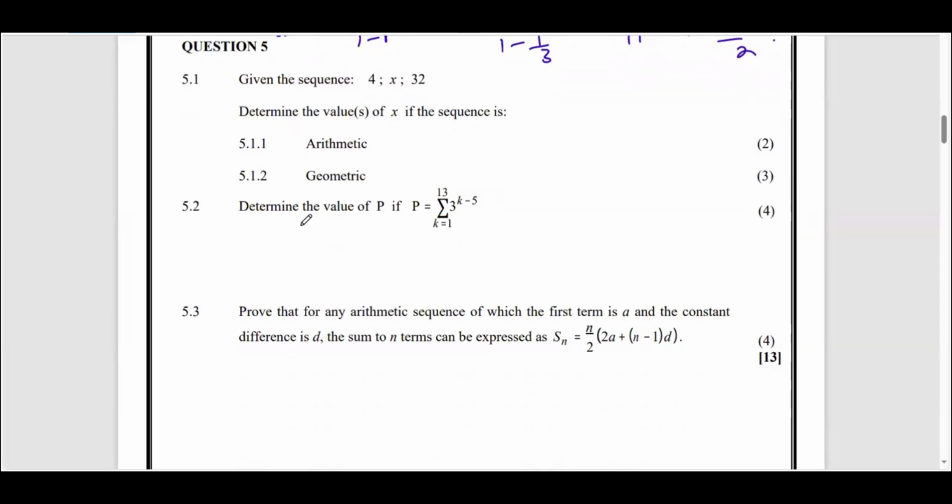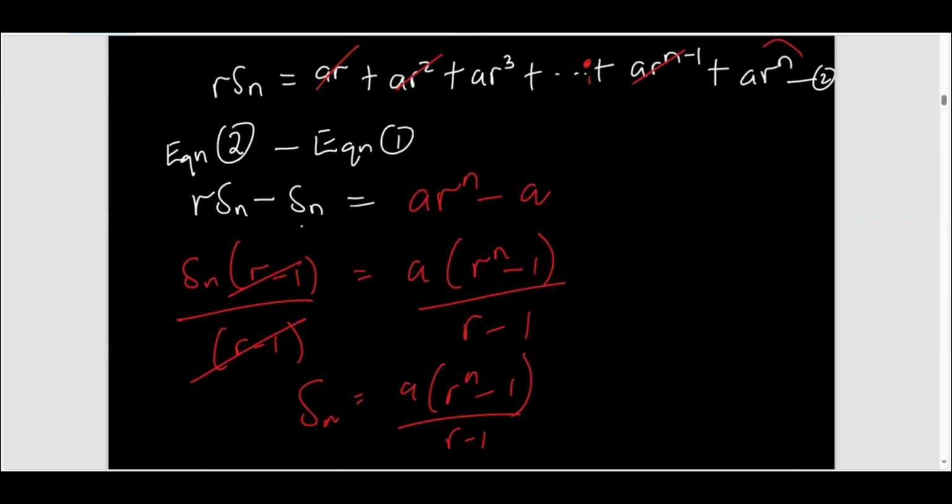Then question number 5. Given the sequence, we have 4, we have x, we have 32. They want us to get the values of x if the sequence is arithmetic, if the sequence is geometric. So what they are testing is basically the knowledge that you know what happens when the sequence is arithmetic. Yes, we do, because we know that there's just gonna be a common difference across the terms, okay? And then for geometric, there has to be a common ratio. All right, so let's see.